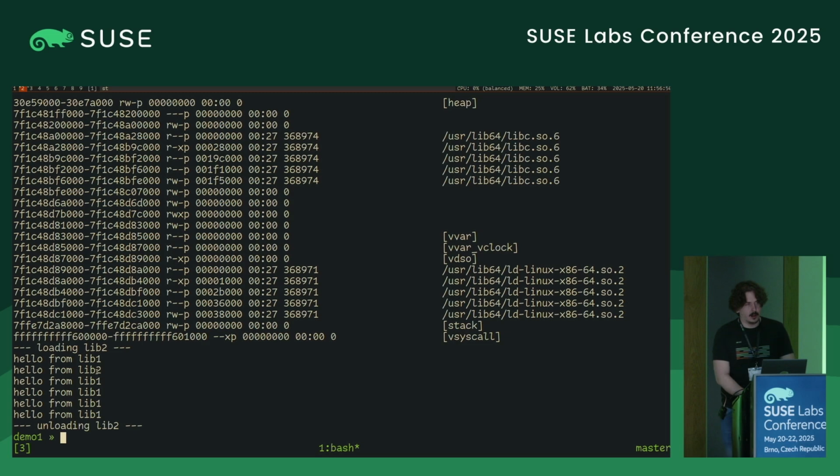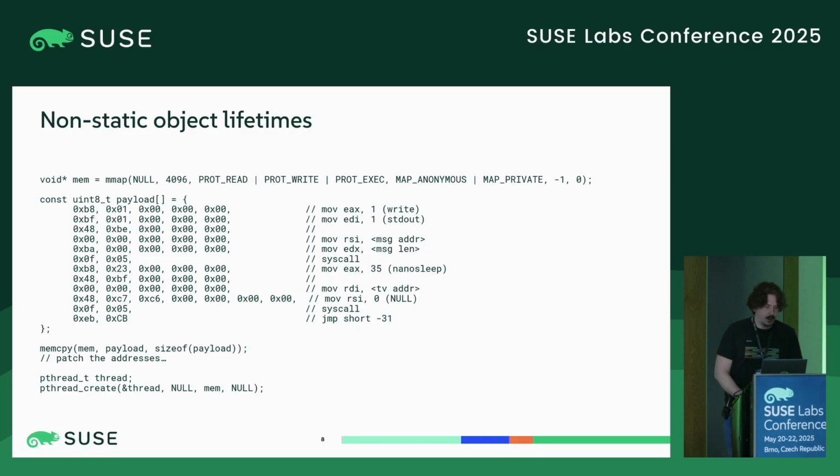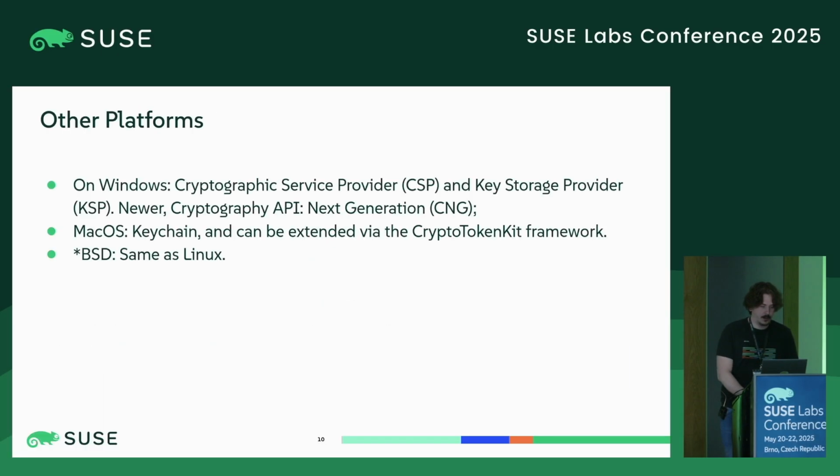So if there is a supply chain attack on the token library that was provided by the vendor, it could lead to issues. And this brings us to the next point: how it's done on other platforms. It is basically the same idea with shared objects, but with different APIs.